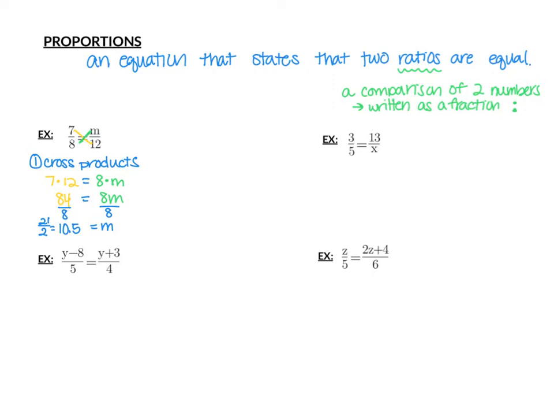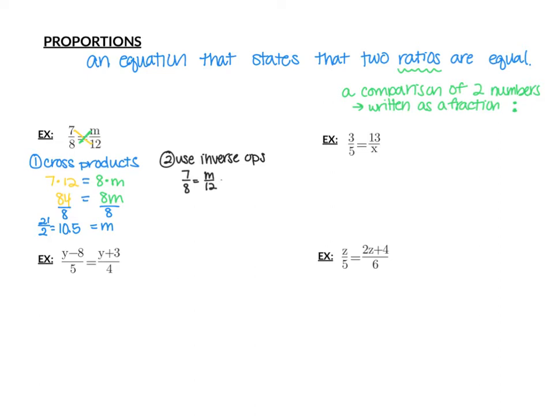Now, another method that we could use is just the idea of inverse operations like we've been doing with all of our equations lately. I'm just going to abbreviate it inverse ops. And the way we would do that is when we look at this proportion, 7 over 8 equals m over 12, we know that my goal is to get the m by itself. And to undo the divided by 12 on the m over 12, we would multiply both sides by 12.